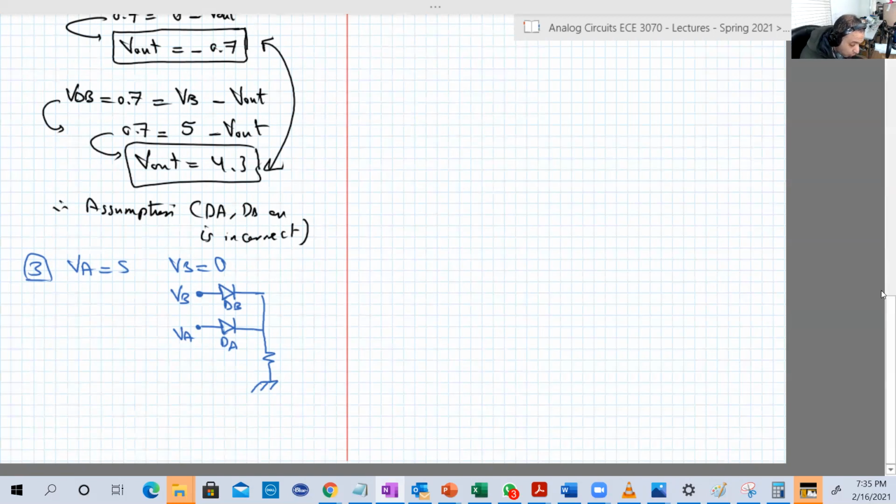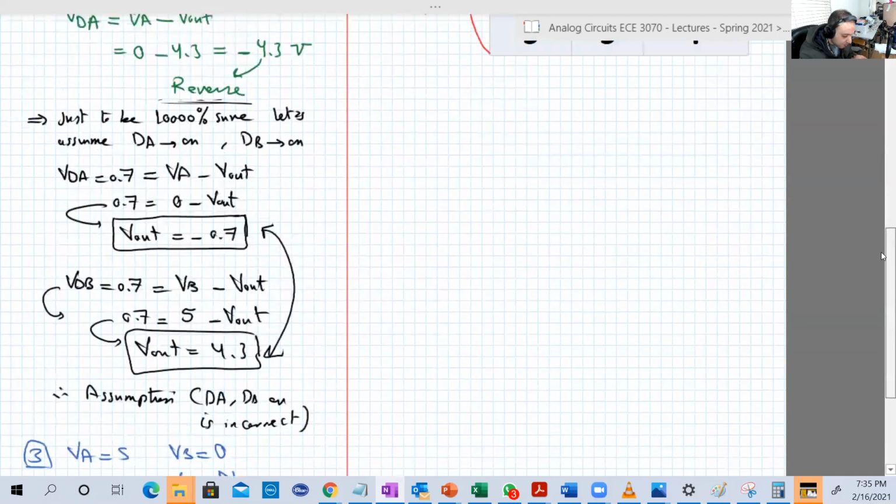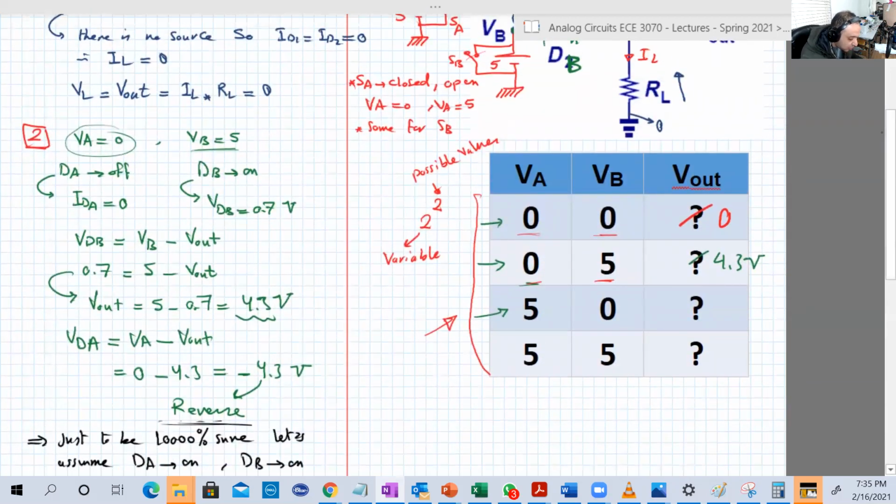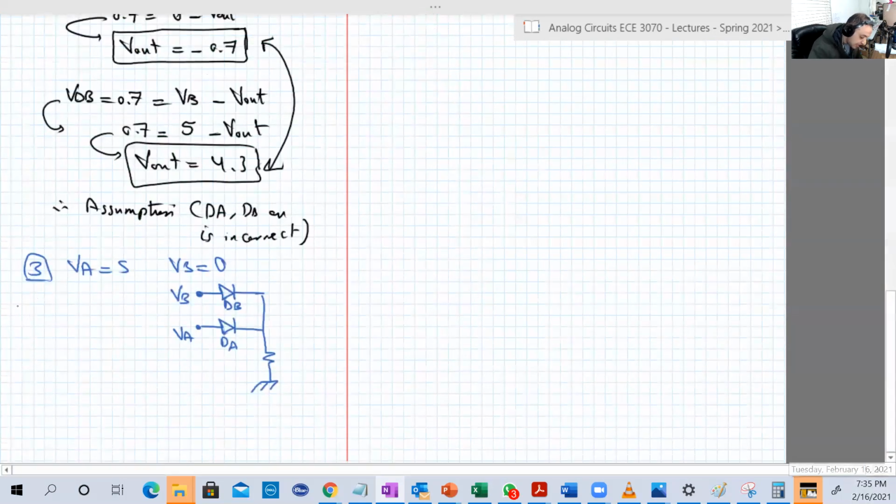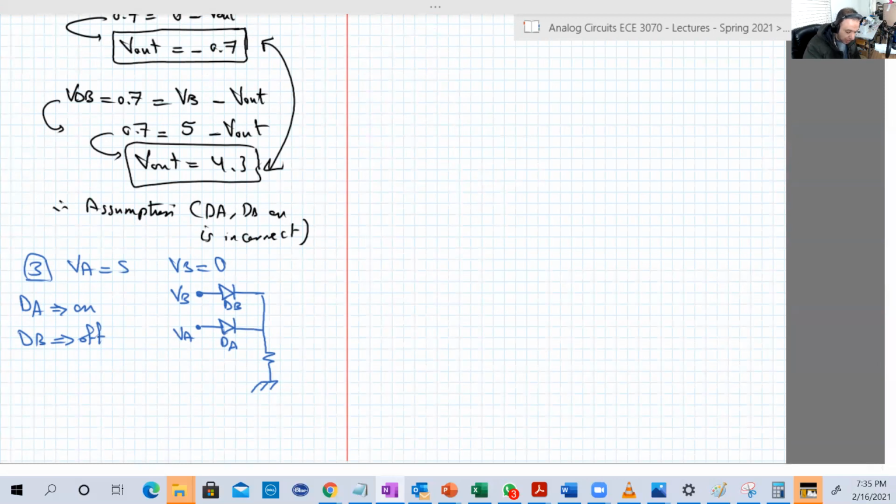So basically, we already solved this case. When we solved VA equal to 0 and VB equal to 5, you just change what's happening. I mean, if at VA equal 0 and VB equal 5, DA was off and DB was on. Now in that case here, DA is on and DB is off. Okay, and this will be the correct one. You just switch everything.